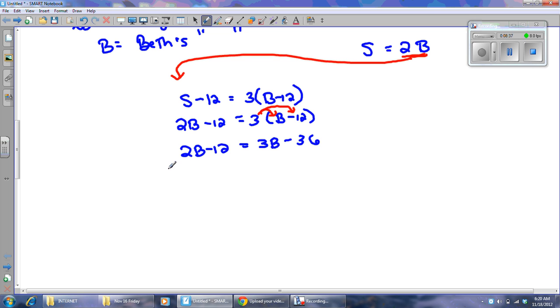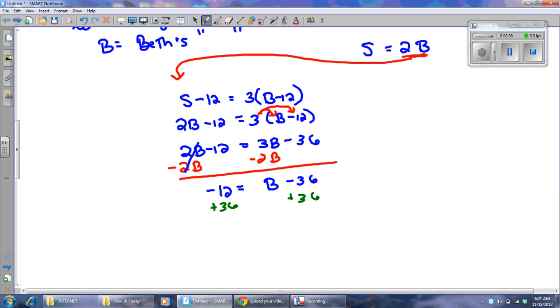Then I'm going to subtract 2b. All right, get negative 12. We get b minus 36. Okay, add 36. I could have done that on the last step. I was slightly distracted, but that's okay because I can still model it this way. Those are going to cancel. I'm going to get Beth is 24.